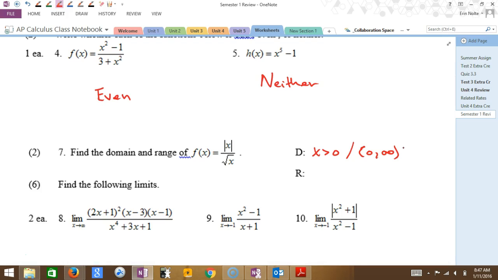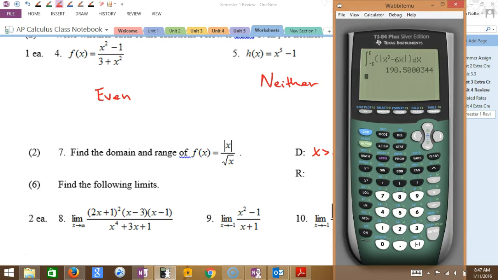Okay, how would we do range? You switch the x's and y's, right? Or no? Well, the range is the y values. I think the easiest way to do this is to graph it. Type it into the calculator and see what it looks like. Okay, so let's do it. How far down and how far up does it go?